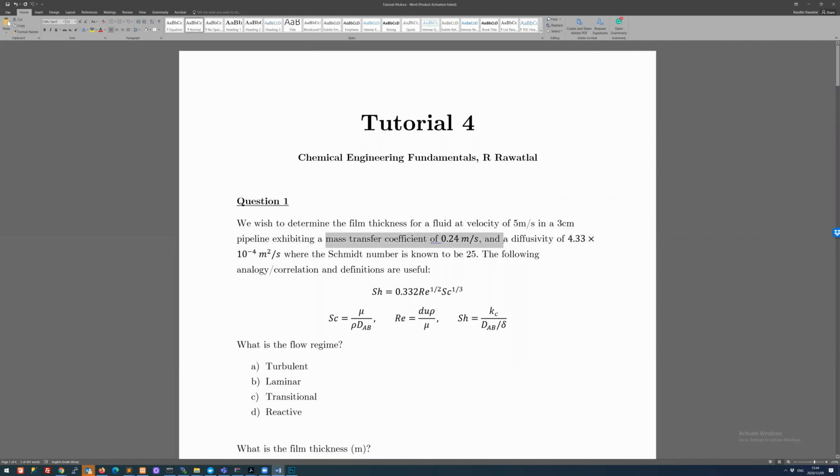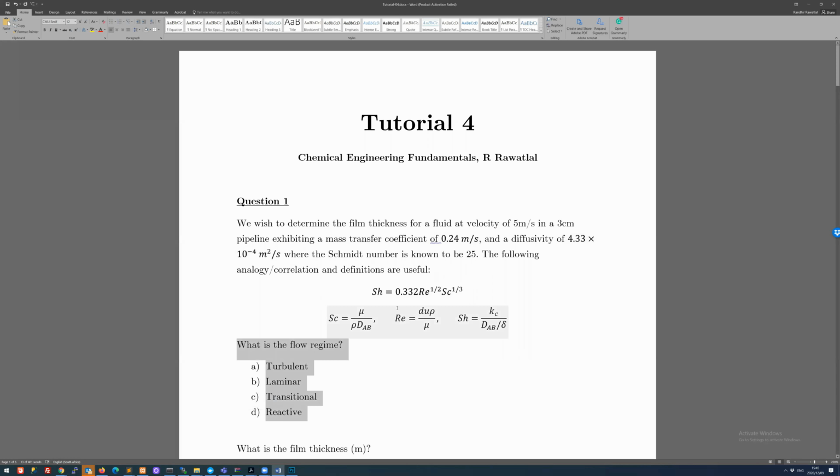And there's a mass transfer coefficient and a diffusivity, so we know quite a lot about this fluid. The Schmidt number for this fluid is also known here. We are told that these correlations are useful. Number one, this correlation applies for this particular fluid, and we want to know what's the flow regime.